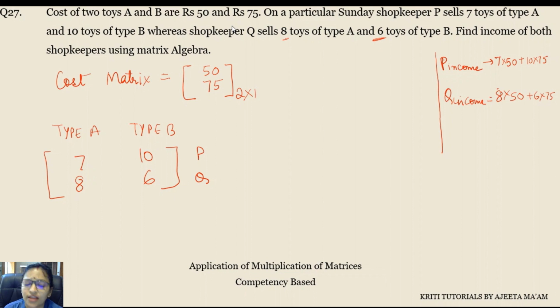Now we have to find the income of both. Now here we have to be very careful with the matrix multiplication rule. Now what is the order of this? It is a 2 by 2 matrix. So now which matrix do we have to write first and which later, how do we find that out?